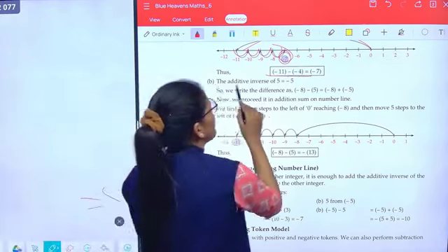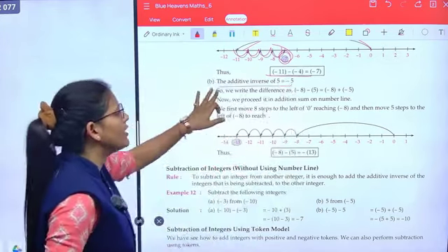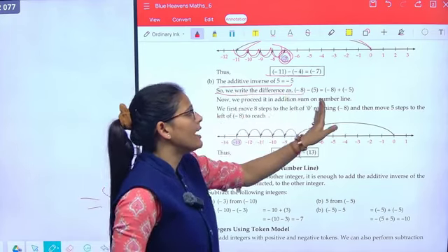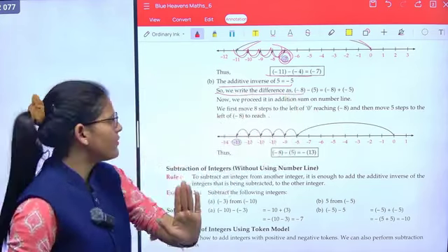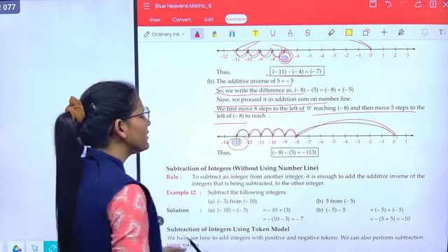The additive inverse of 5 is minus 5. So we write the difference minus 8 minus 5, minus 8 plus minus 5. Now we proceed as in addition on a number line. We first move 8 steps to the left of 0, reaching minus 8, and then move 5 steps to the left of minus 8 to reach. Class, first we go from 0 to minus 8, then what did we do? Minus 5: 1, 2, 3, 4, 5, that is 13.